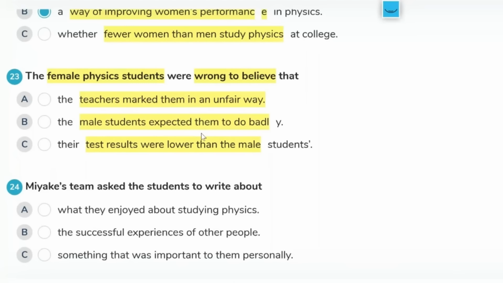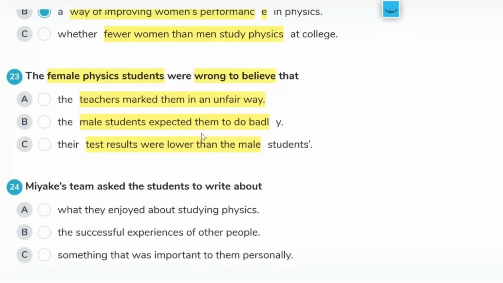Now let's see if I can remember. It was that in the physics class, the female students thought the male students all assumed that women weren't any good at physics. Was that it? And they thought that the men expected them to get poor results in their tests. That's what the women thought, and that made them nervous, so they did get poor results. But actually they were wrong. No one was making any assumptions about the female students at all.